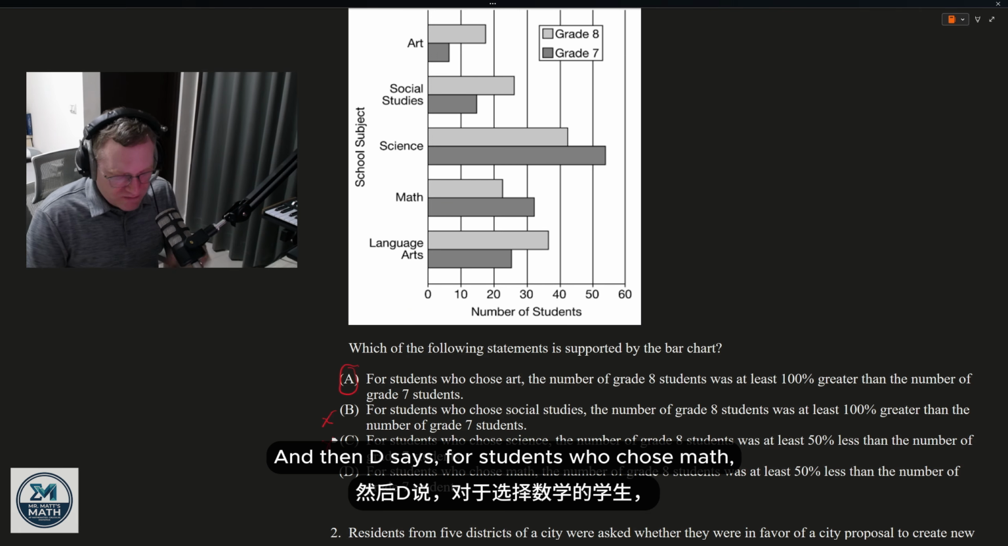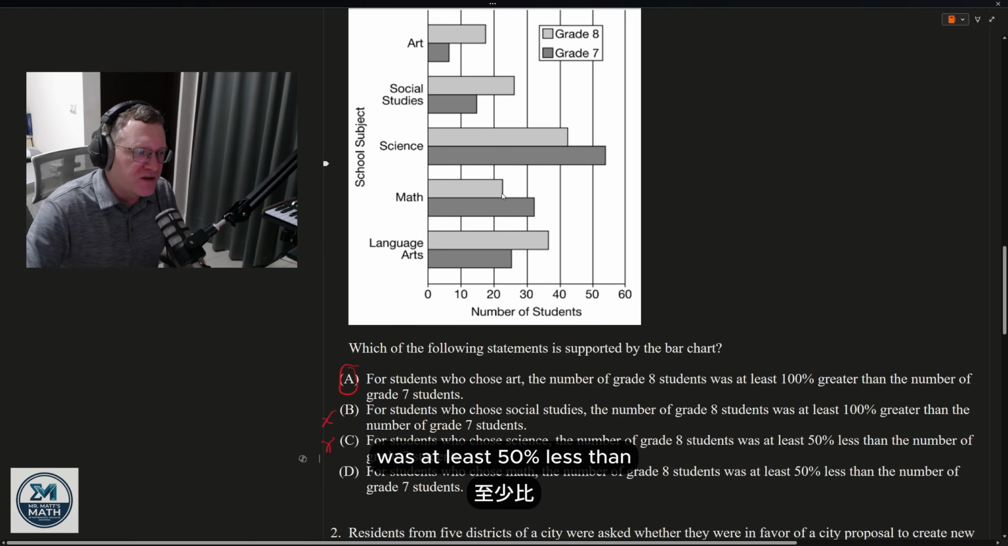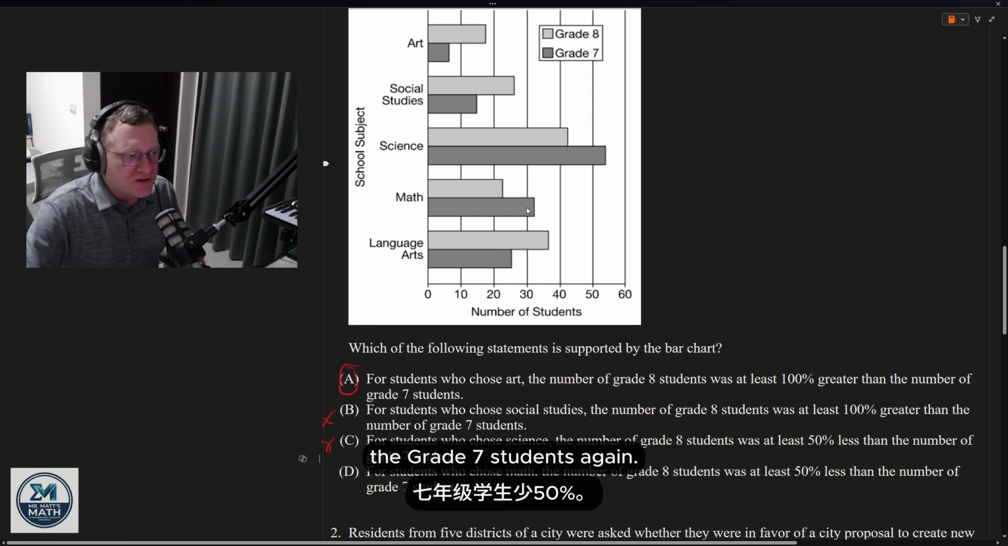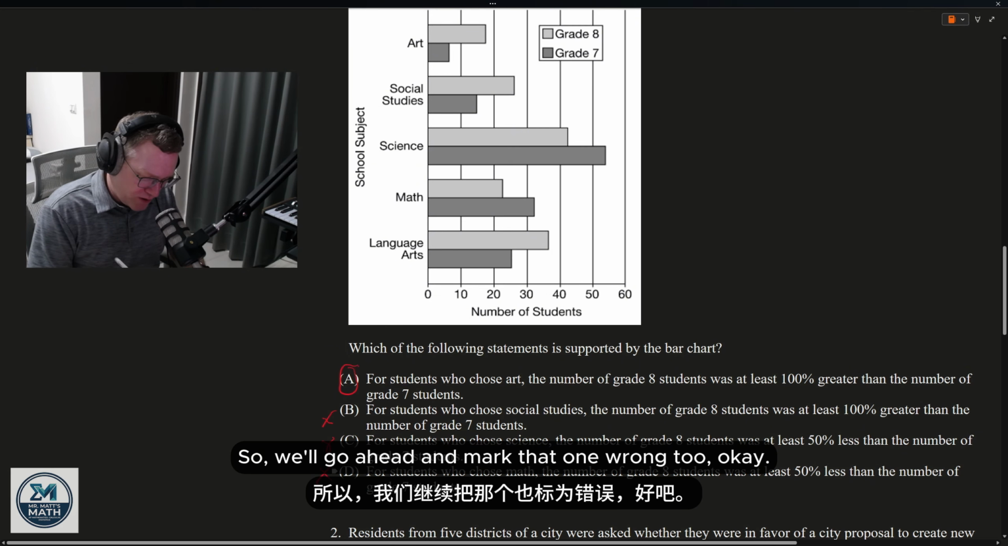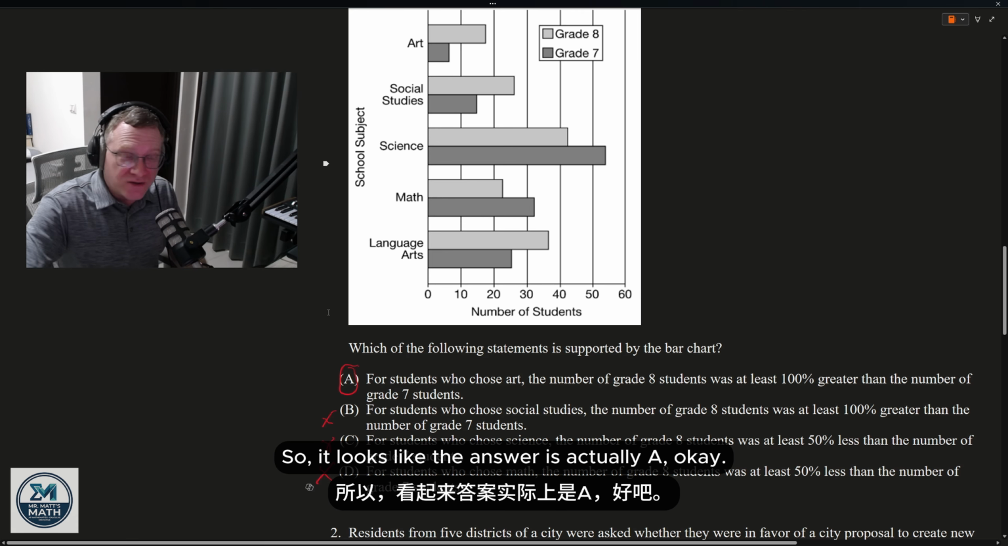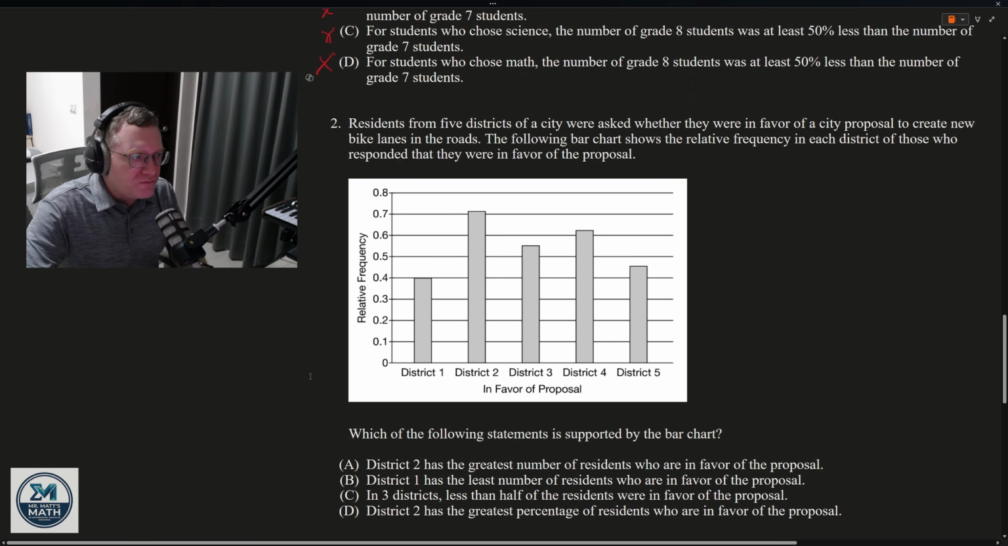Okay. And then D says for students who chose math, that's these students, the number of grade 8 students was at least 50% less than the grade 7 students. Again, it's less than, but it doesn't look like it's 50% less than. So we'll go ahead and mark that one wrong too. Okay, so it looks like the answer is actually A. Okay, let's move on to number 2.